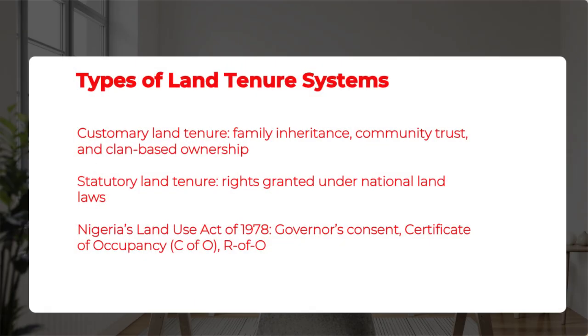Types of land tenure systems. Customary land tenure, family inheritance, community trust, and clan-based ownership. Statutory land tenure, rights granted under national land laws. Nigeria's Land Use Act of 1978. Governor's consent, certificate of occupancy, C of O, RA of O. Leasehold tenure in the UK and Canada. Fee simple absolute, USA and Canada.